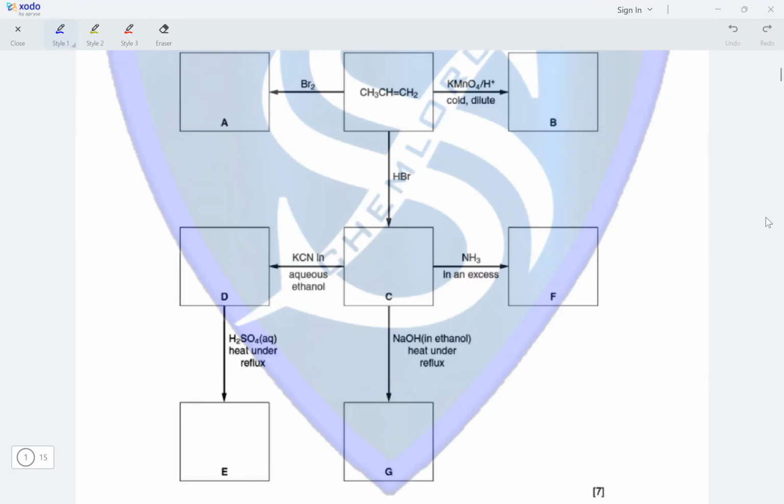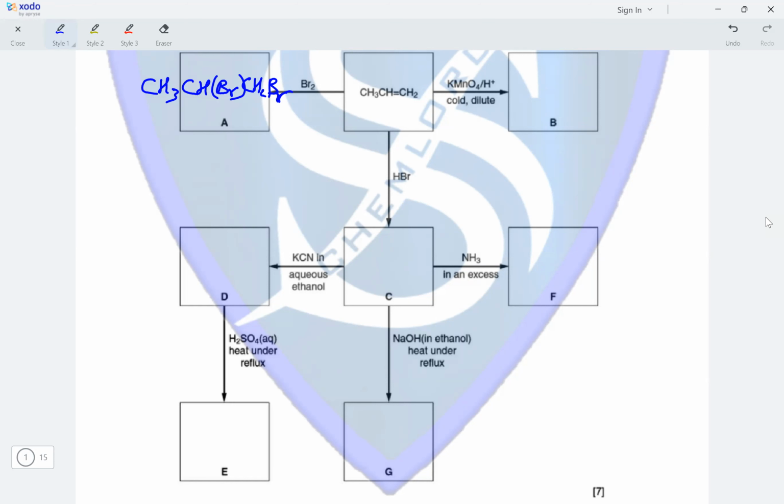So here is the complete organic synthesis pathway. So we start with product A. So we've got CH3CH=CH2 reacting with bromine. So this is an electrophilic addition reaction in which the bromine atoms will add onto each of the carbon atoms forming the double bond. The double bond will no longer exist and we will end up with a molecule of CH3, CHBr and CH2Br. This is the product A.